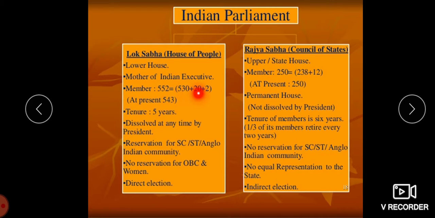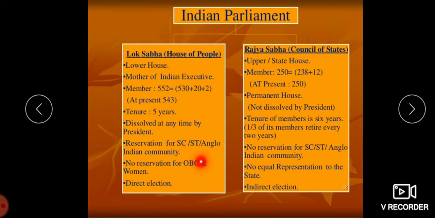Lok Sabha is the mother of the Indian executive and it has 552 members, 530 plus 20 plus 2. At present we have 543. The number of members in the Rajya Sabha is 250, 238 plus 12, at present 250. The tenure of the Lok Sabha is 5 years and Rajya Sabha is a permanent house. Here, a permanent house is not dissolved by the president. Lok Sabha can be dissolved at any time by the president and the tenure is 5 years. Here in the Rajya Sabha the tenure is 6 years and one third of the members retire every 2 years.